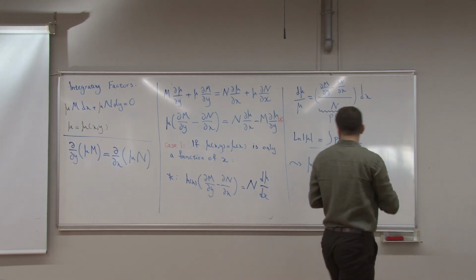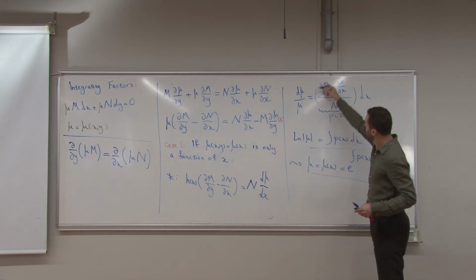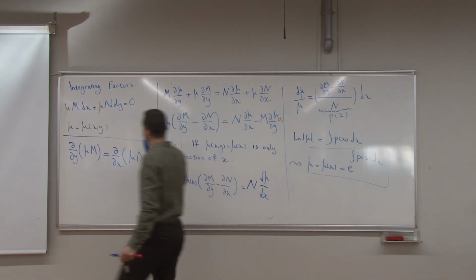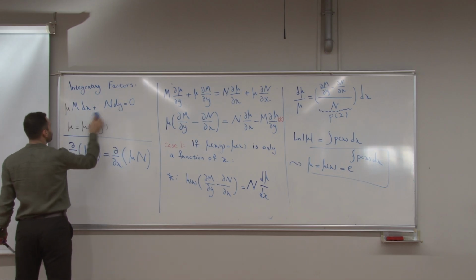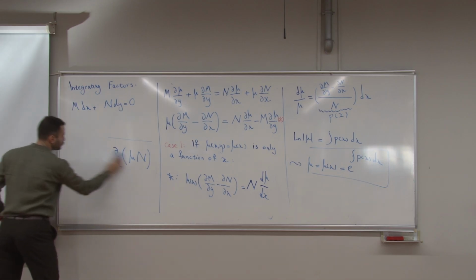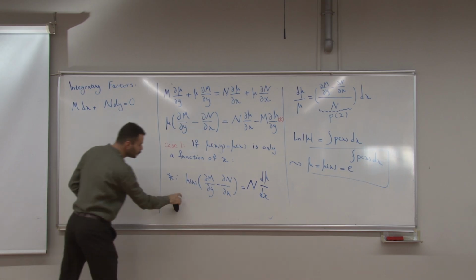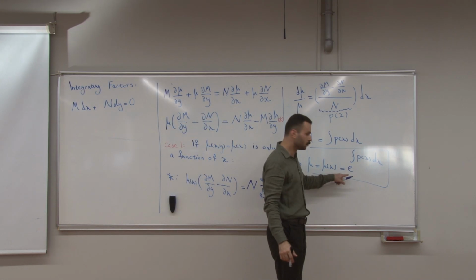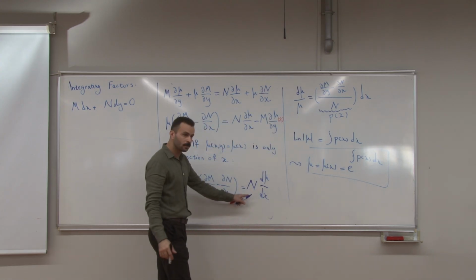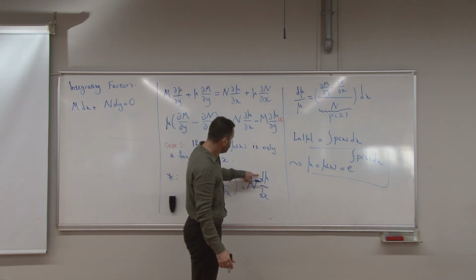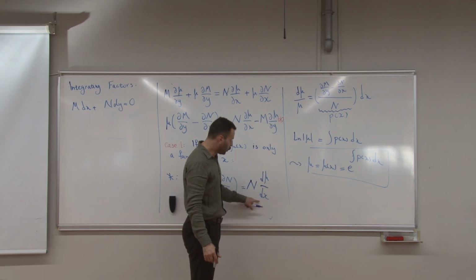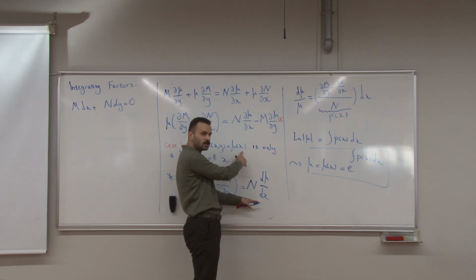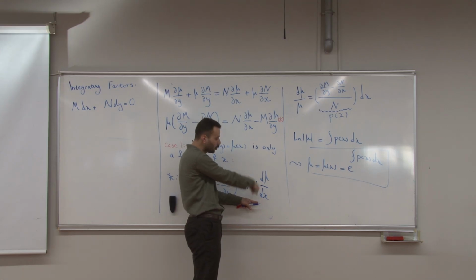So what is important here for us? It is this one. So let me note it here. It is actually the partial derivative with respect to x, but since we assume that mu is only a function of x, the partial derivative is equal to the normal derivative.